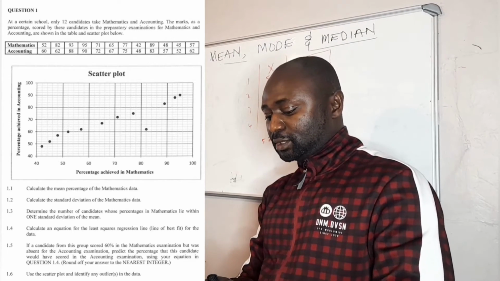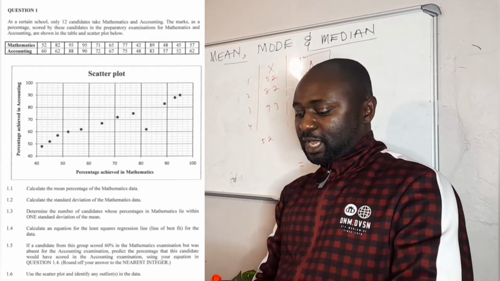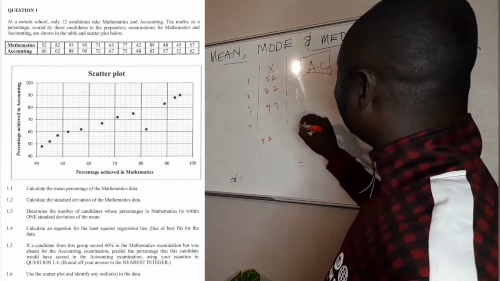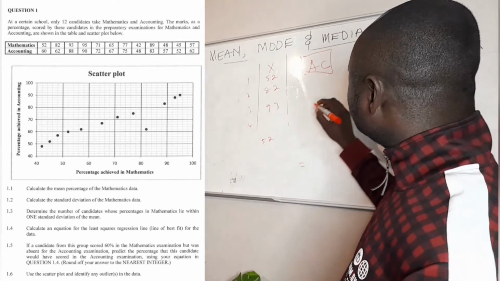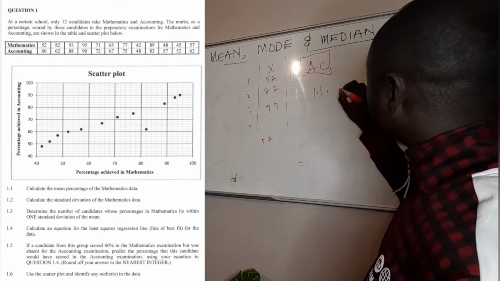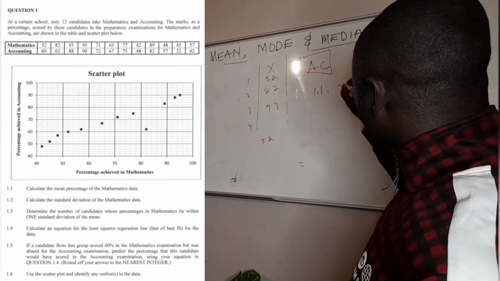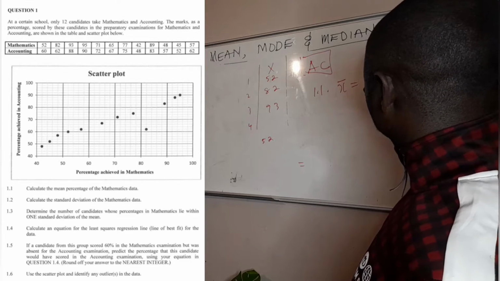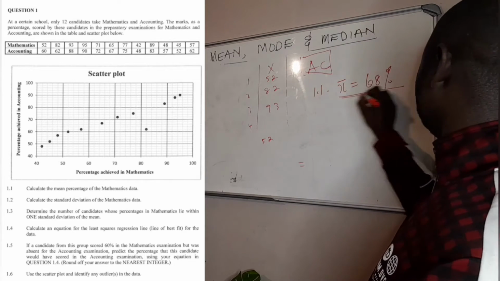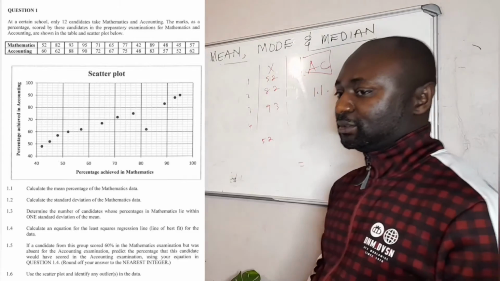So Mary and Amma are going to give me the answers for question number 1.1, which says we must calculate the mean percentage for mathematics. Yes, so what was your mean percentage for mathematics, which is 1.1? 68%. So X bar is equal to 68%. That was the mean percentage, 68%.